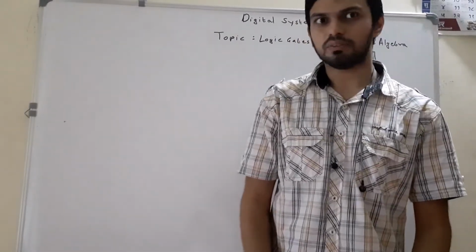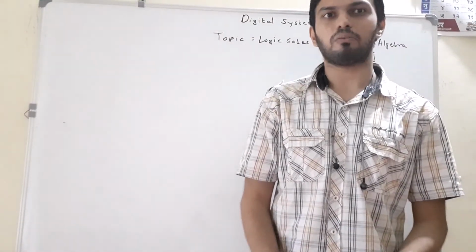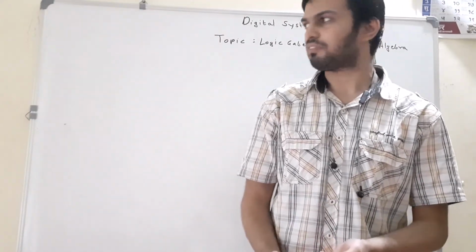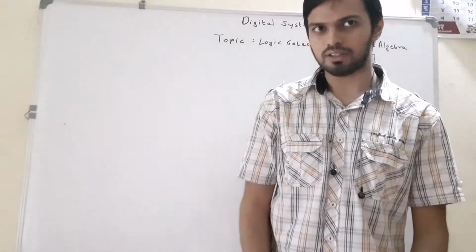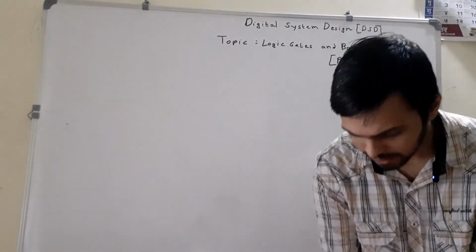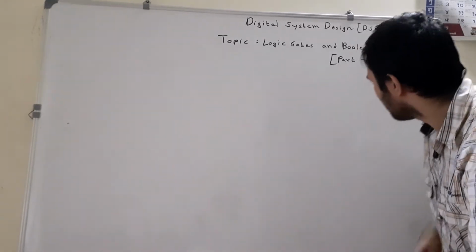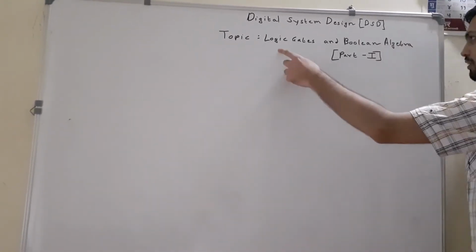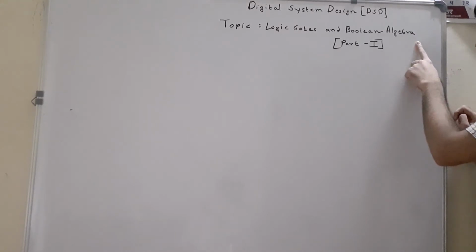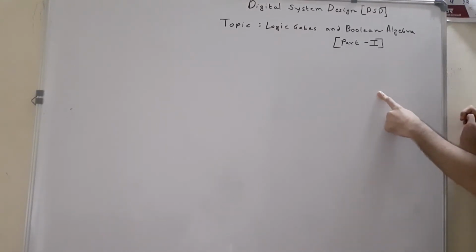Now, in Digital System Design, till now we studied the number system, and then we moved on to study the different types of codes that are used in digital systems. Starting from today, I am going to start a new topic whose name is Logic Gates and Boolean Algebra. In today's part, we are going to cover what we mean by logic gates.